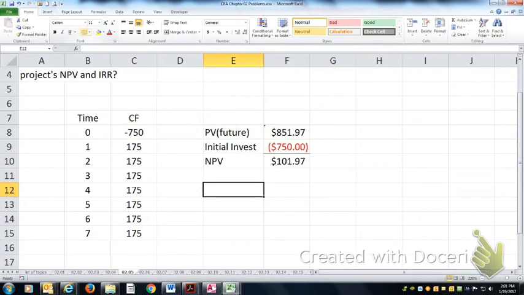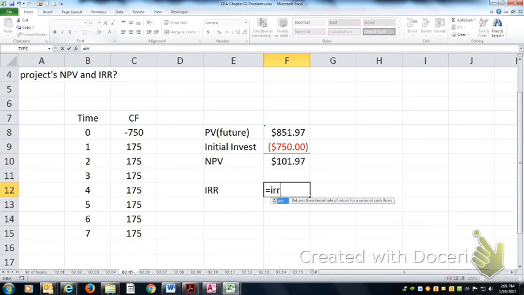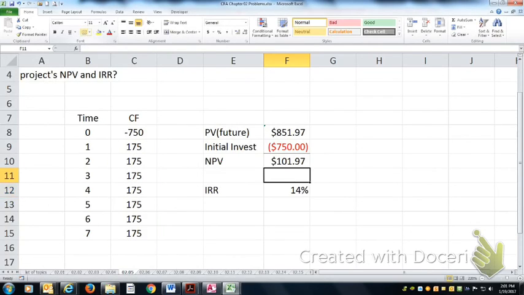The IRR, it's equals IRR, open parens, cover up the cash flows, including the time 0 cash flow. And those are our two answers. The project's NPV is 101.97 million won. The IRR is 14.02%.